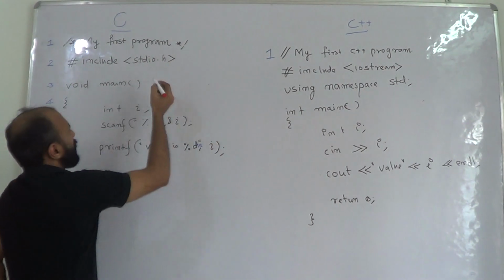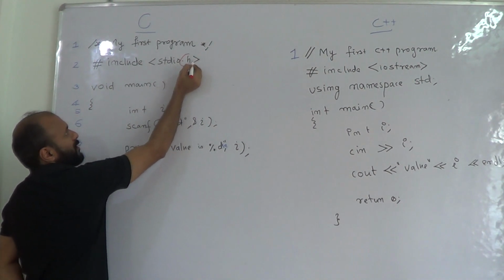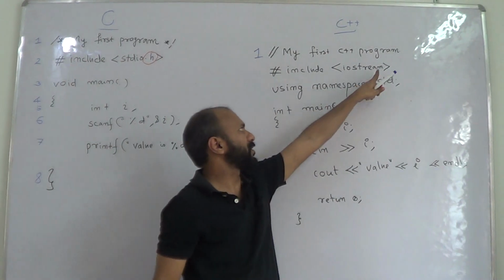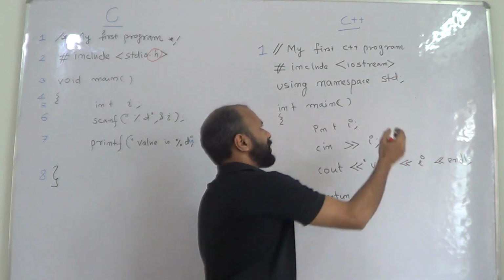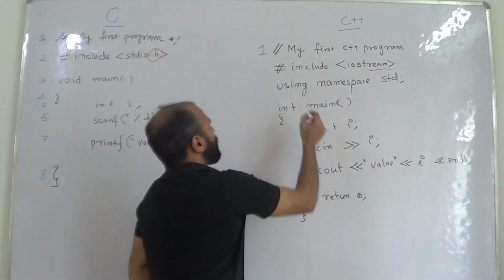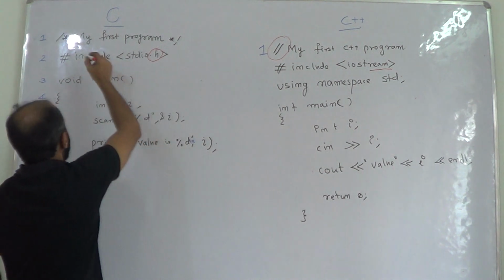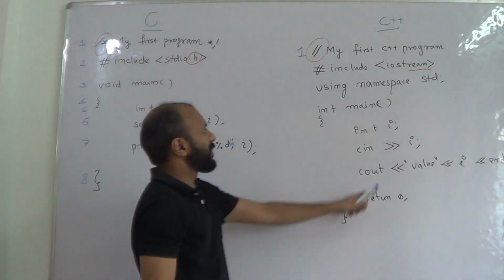Here we are using .h, but in the C++ program we are not using any .h. This is another difference. This is the first difference. This is the second difference.